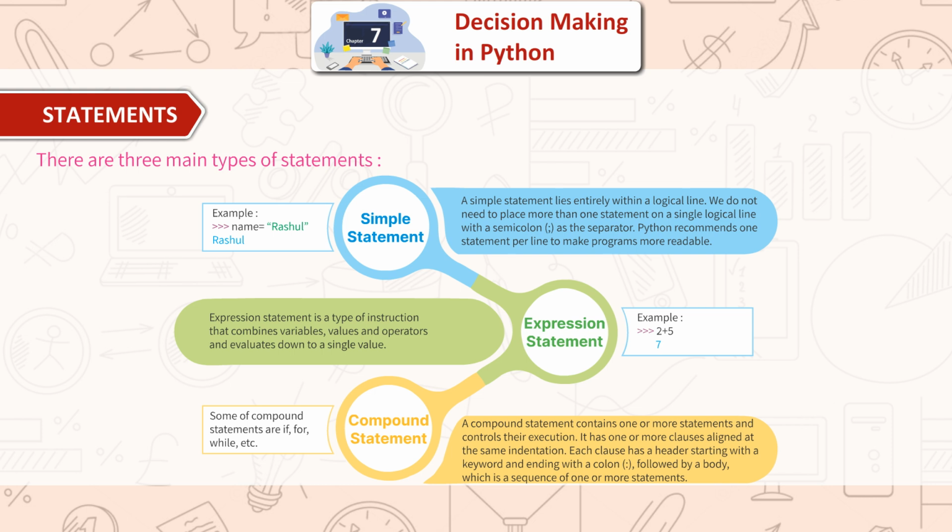Example, name is equal to double quotes Rahul. Expression statement. Expression statement is a type of instruction that combines variables, values, and operators and evaluates down to a single value. Example, 2 plus 5, 7. Compound statement. A compound statement contains one or more statements and controls their execution. It has one or more clauses aligned at the same indentation. Each clause has a header starting with a keyword and ending with a colon, followed by a body which is a sequence of one or more statements. Some of the compound statements are if, for, while, etc.